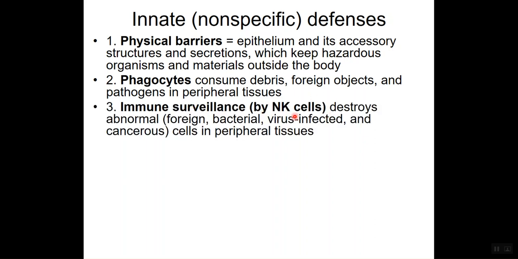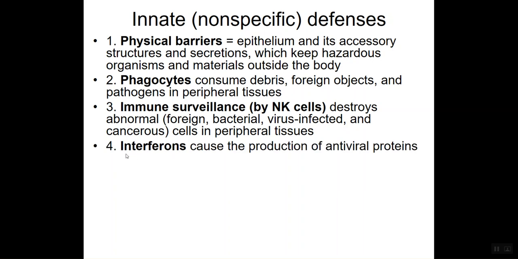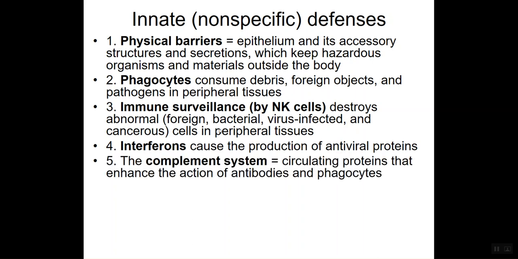We've already learned a little bit about natural killer cells and their function, which is immune surveillance. So we'll take a closer look at how that works in just a few minutes. Remember, this is going to be targeted against bad cells in a very non-specific way. Then we'll get into these little chemicals called interferons, which have a nice antiviral property to them.